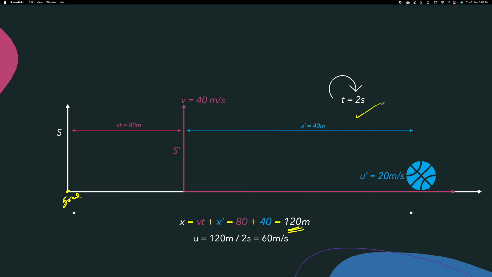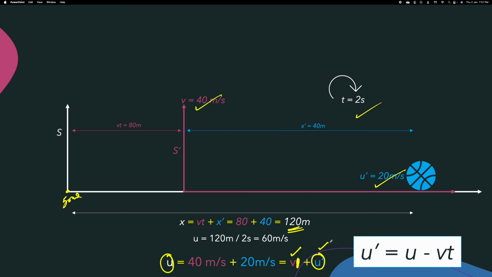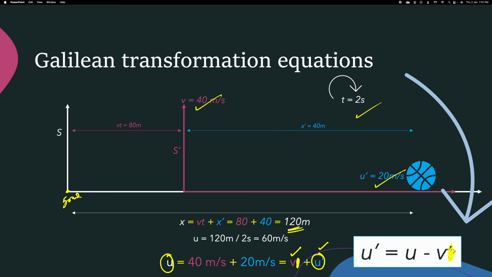And you can see the 60 meters per second seems to be the addition of the speed of the train and the speed of the ball with respect to the train. And hence gives us a relationship that u is equal to v, ignore that t here, sorry, u is equal to v, which is the speed of the train, plus u prime, which is the speed of the ball with respect to the train, and hence I get another equation. So u prime is equal to u minus v. So this is the third Galilean transformation equation for us. Clear?